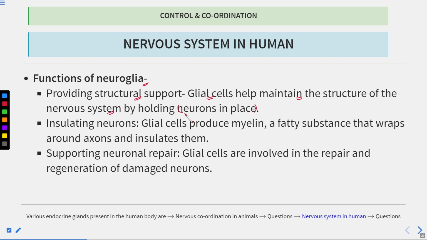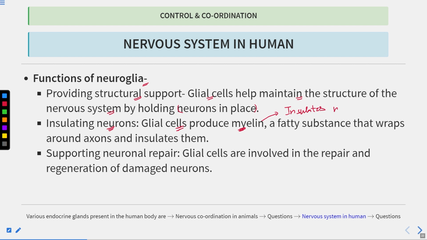Now, the second function is insulating the neurons. How do they insulate neurons? The glial cells produce the myelin. In the previous lecture, I showed you the structure of the neuron, where there was a myelin sheath. This myelin sheath is produced by these glial cells. And what is the function of this myelin sheath? This myelin sheath insulates the neuron.